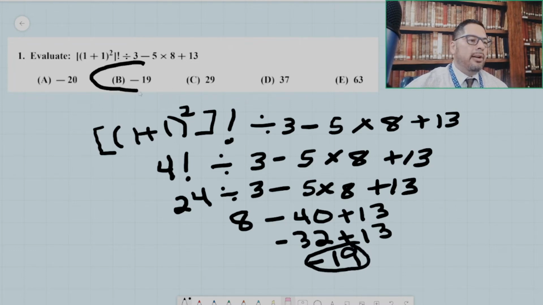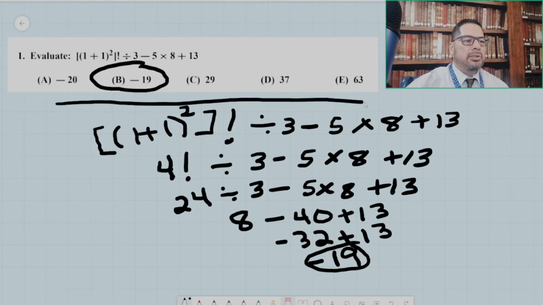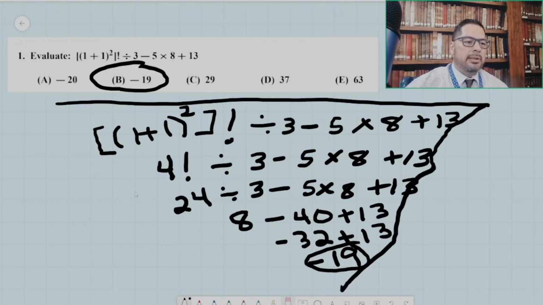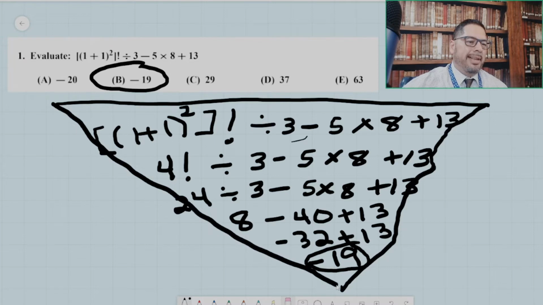The reason I call this the triangle method is that as you do a few steps at a time, down by down, it actually creates an inverted triangle. So that's just doing the step by step, one step at a time. All right, so that's order of operations.